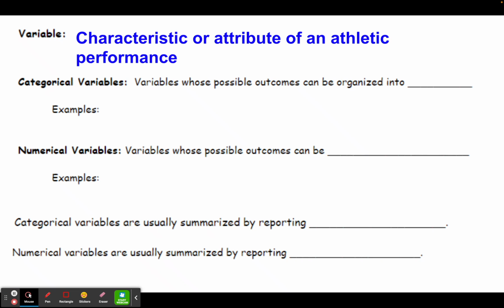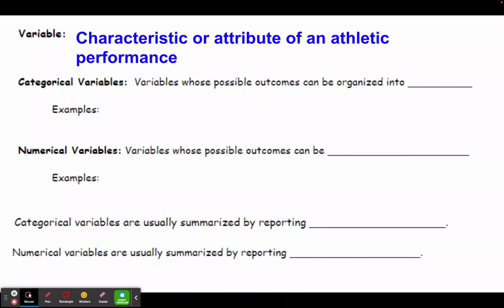In statistics, we use the term variable often, and we define that as a characteristic or an attribute of an athletic performance. Typically in math, we use the term variable to mean an X or a Y or some other letter that stands for an unknown value. But in statistics, it represents a characteristic or an attribute or some information that we can collect about an athletic performance. Variables can fall into one of two different types.